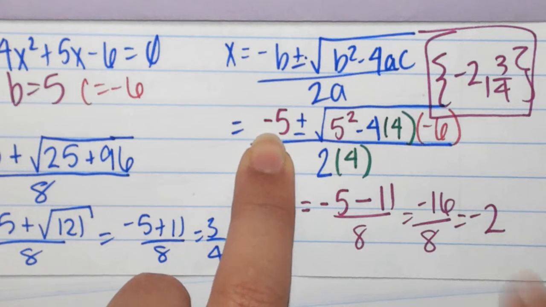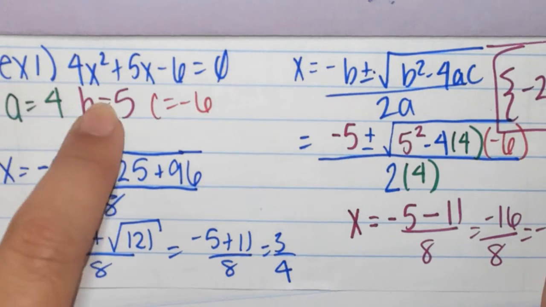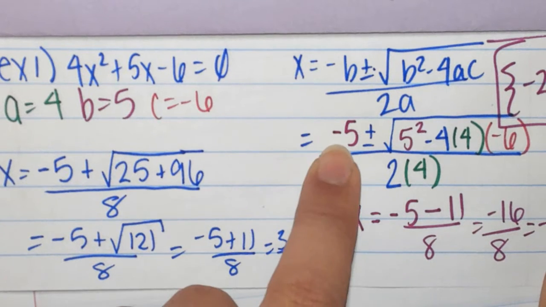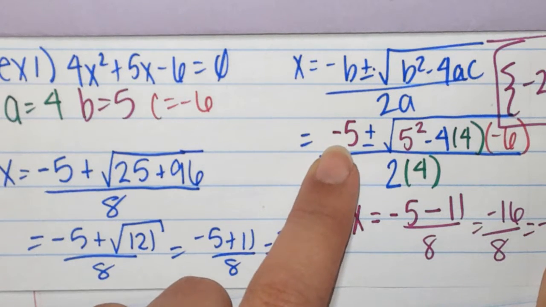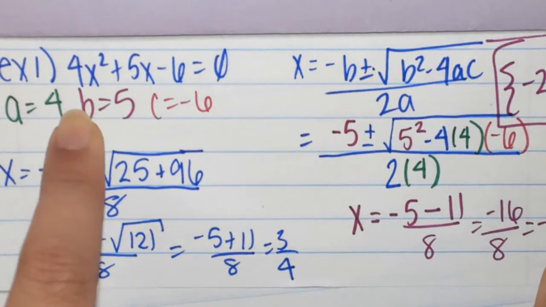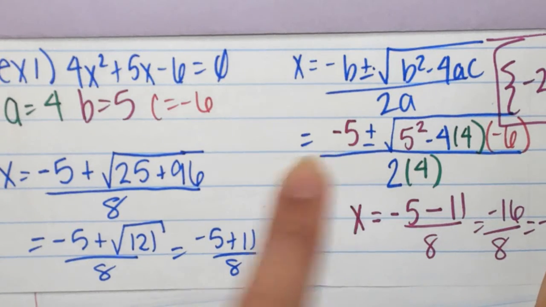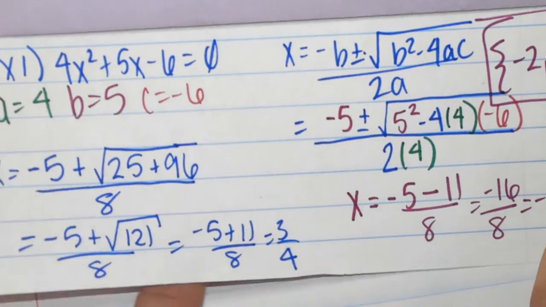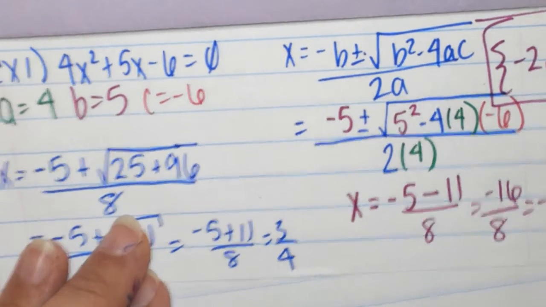It's always opposite of B. So if B is 5, it's going to be -5. If B is -5, it's going to be +5. If B is 7, it's going to be -7. If B is -7, it's going to be +7. So it's the opposite of whatever this is. Always. Any other part that we're confused on?